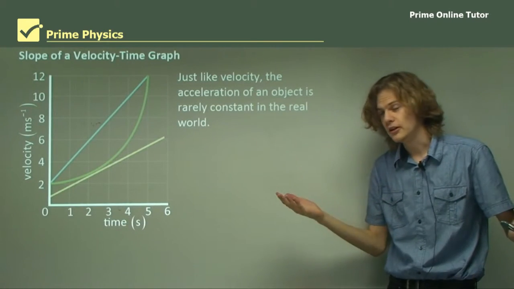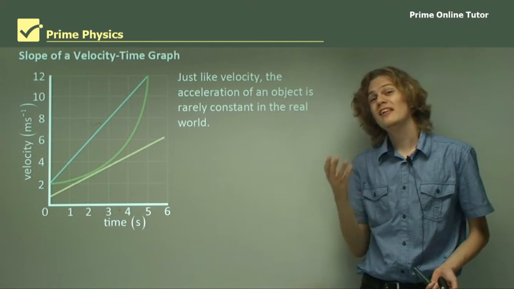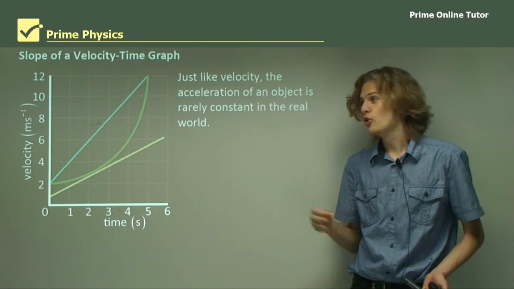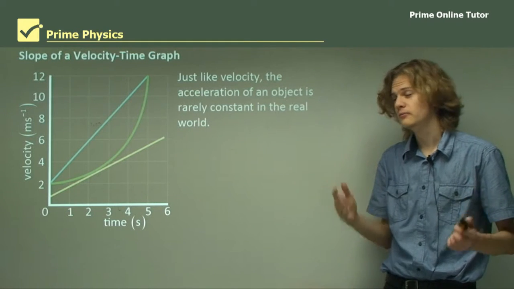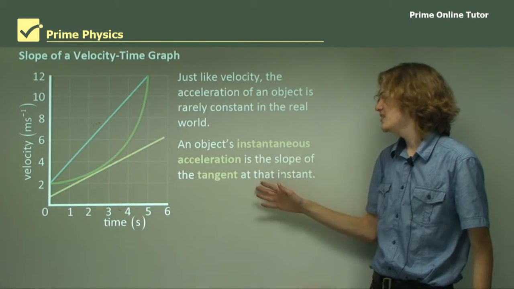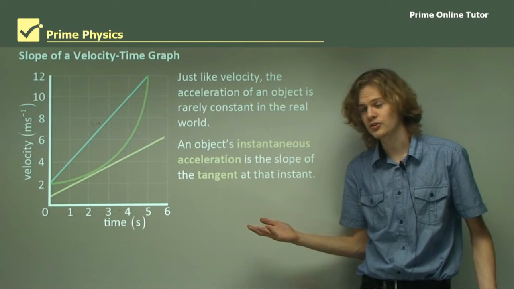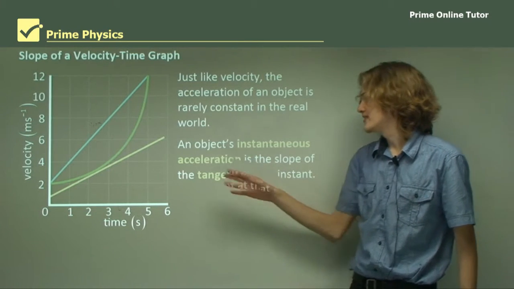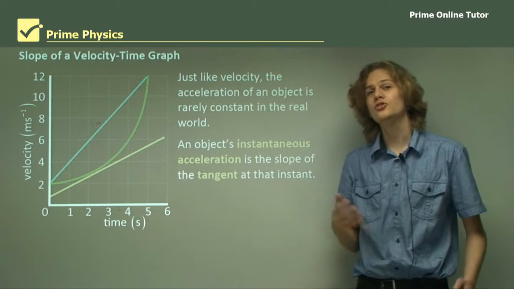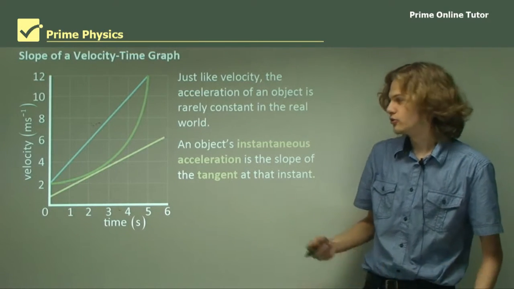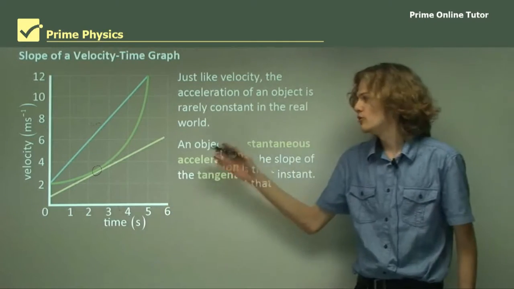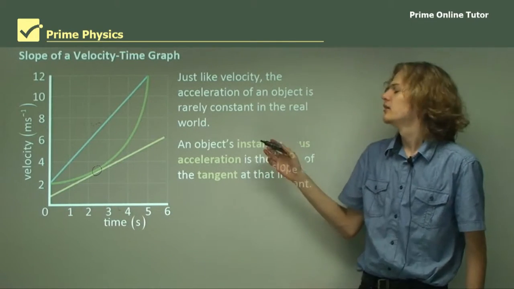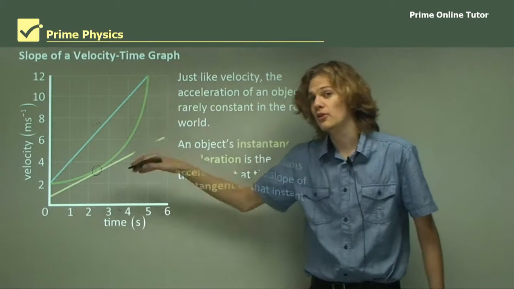Now, just like velocity, the acceleration of an object is rarely constant in the real world. There are no corners in graphs in the real world if you look close enough. They're always curved. So an object's instantaneous acceleration, like its instantaneous velocity, can be found by drawing a tangent to the graph and then finding the slope of the tangent. So at this point, for example, the slope of the tangent shows the instantaneous acceleration of the object whose velocity is given by the green line.